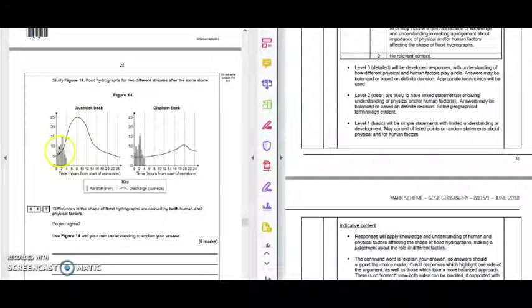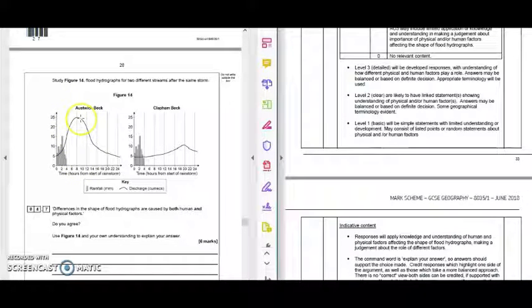So in the first one, what would be great to work out is something called the lag time, L-A-G, lag time. And this is the time it takes from when it rained the most, this point here, to when the river was its fullest. So it looks like we've got around about, that was about 2 hours, that was about 8 hours. So the lag time is roughly 6 hours.